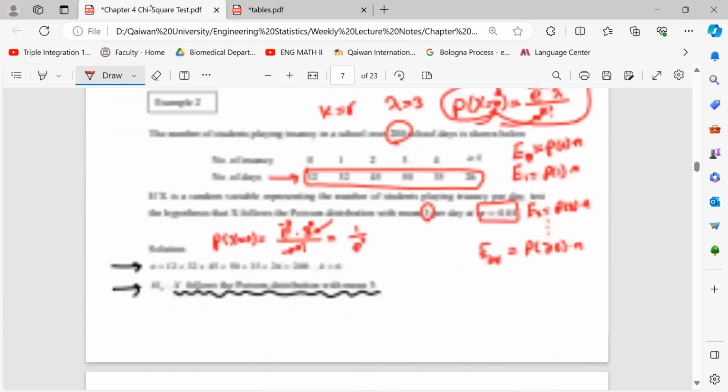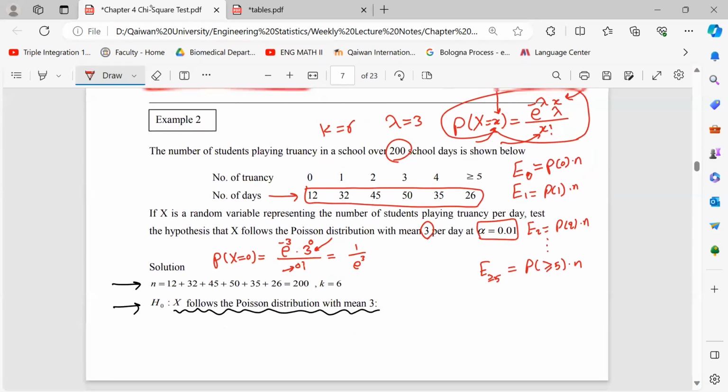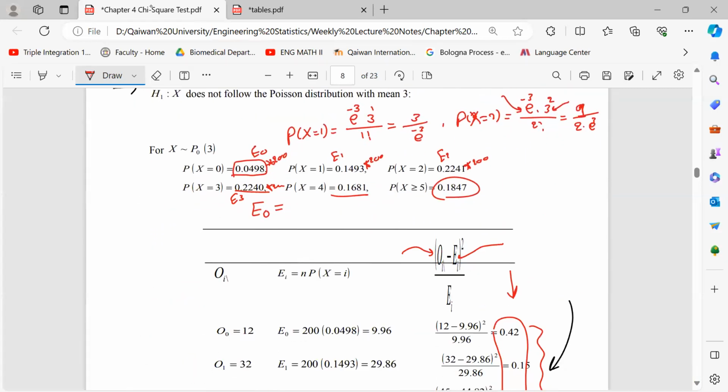We said it is 1 minus the probabilities of this one, this one, this one, this one, and this one. You find the sum of these and you push to the other side.